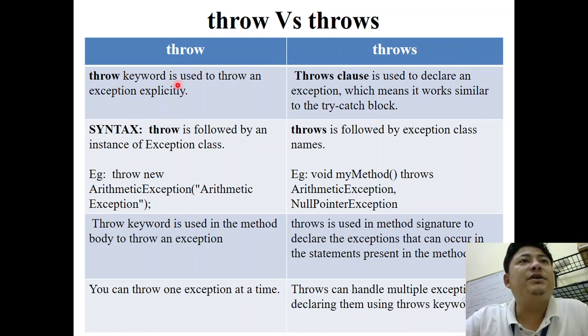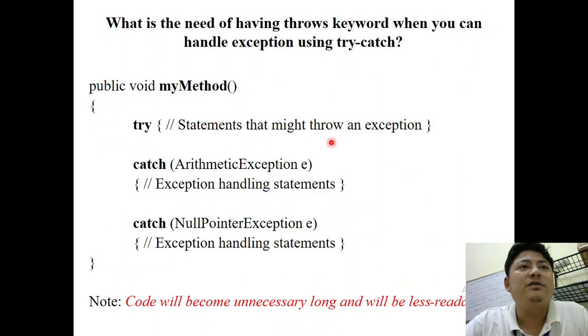So throw is a keyword used to throw an exception explicitly, and the throws clause is used to declare the exception, which means it works similar to the try catch block. More appropriately, it would be multiple catch blocks. So instead of writing this, you can also mention public void my method throws arithmetic exception, comma, null pointer exception. So you could have written that.